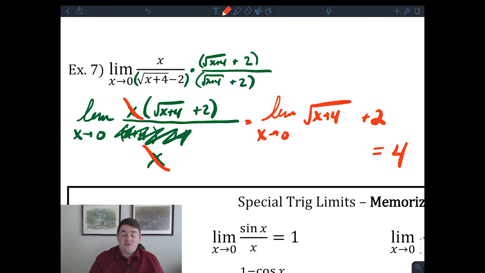So if you try direct substitution and you get an indeterminate form, try factoring or multiplying by a conjugate.